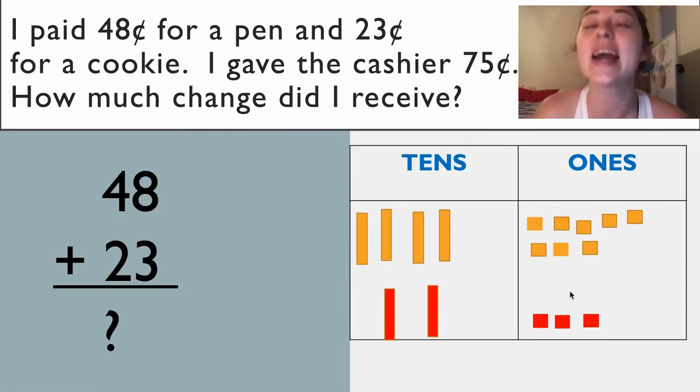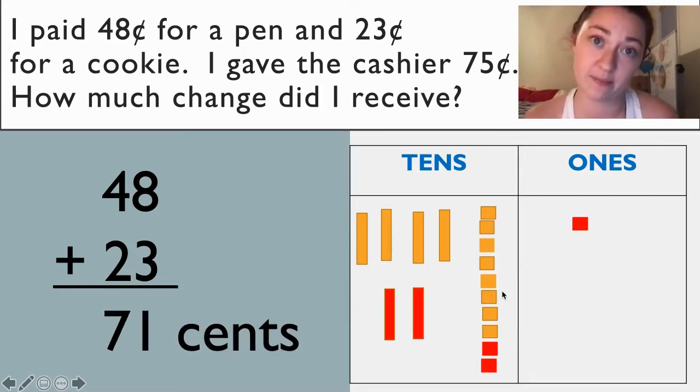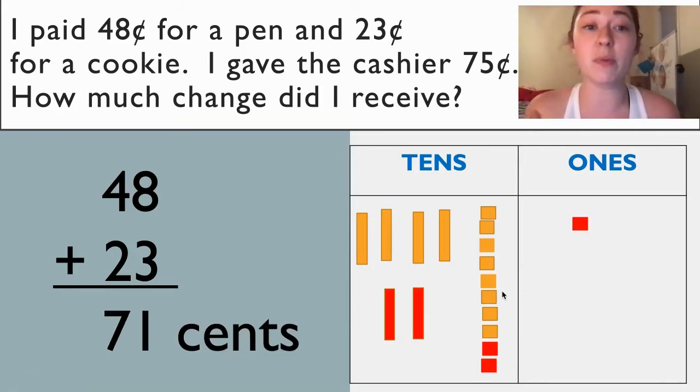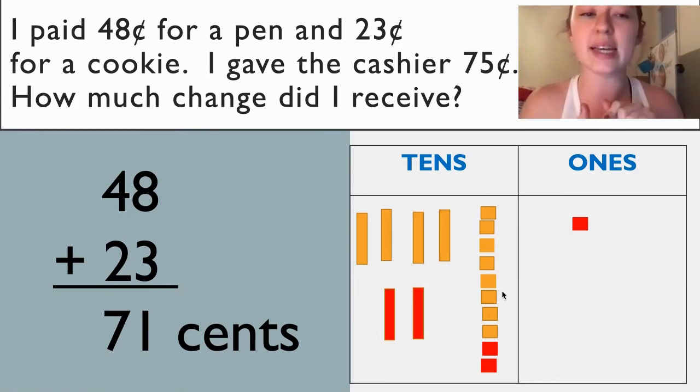You carry it over, and that leaves you with how many in the ones place? Well, let's take a 10. 1, 2, 3, 4, 5, 6, 7, 8, 9, 10. How many's left over? That one. So we're going to have one left in the ones place. Move over a 10. Now you have 4, 5, 6, and then your new 7 tens. All right. So how much money was your pen and your cookie? It was 71 cents. Your pen and your cookie were 71 cents.